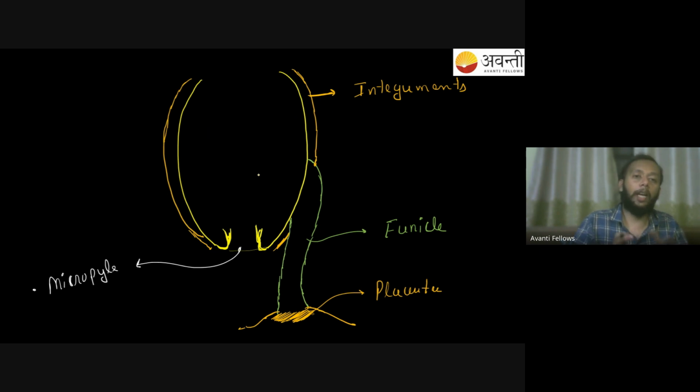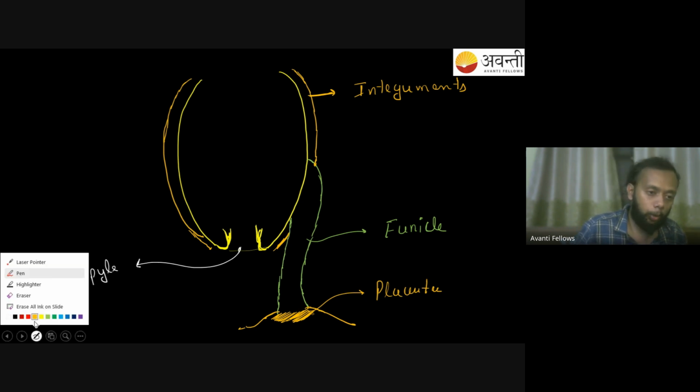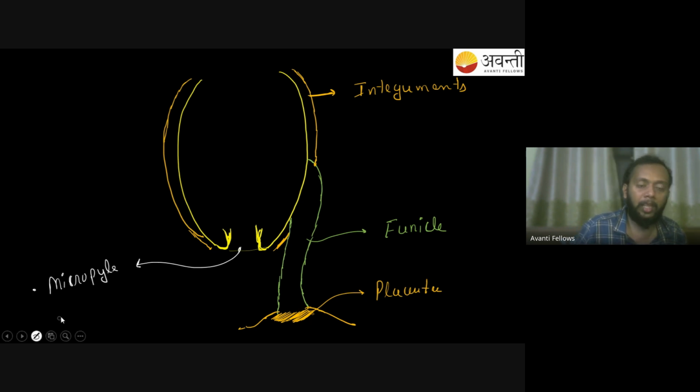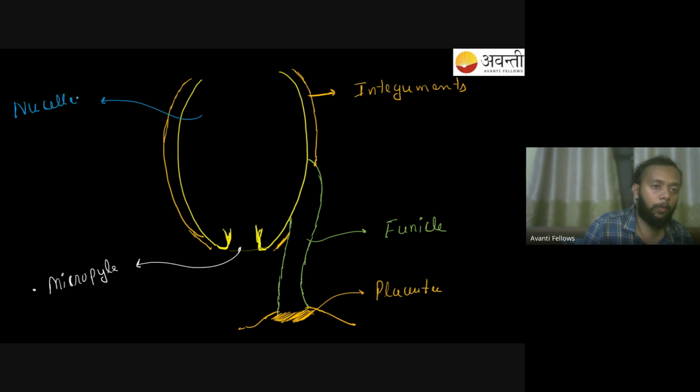Now, what do you get to see inside the ovule? Inside the ovule, you will have a group of cells. I'm not going to draw all the cells, but whatever cells you find inside the ovule have a name, and that name is my nucellus. So nucellus is nothing but the group of cells which you find inside the ovule. So that is what you will get to see in the ovule.